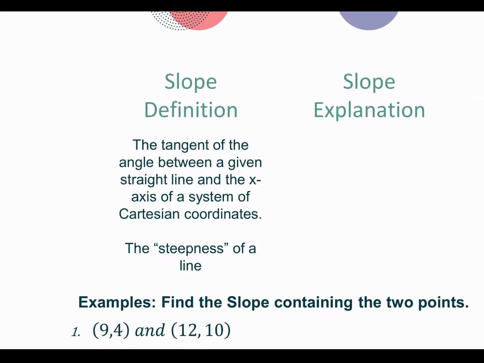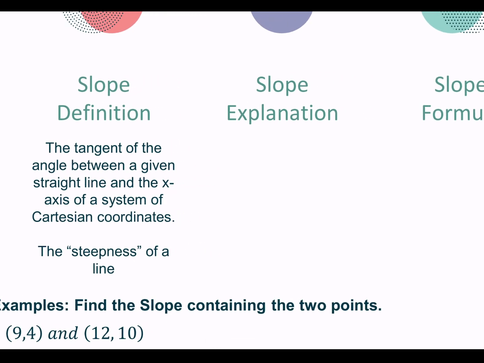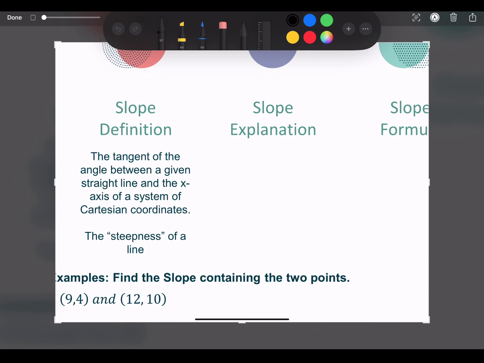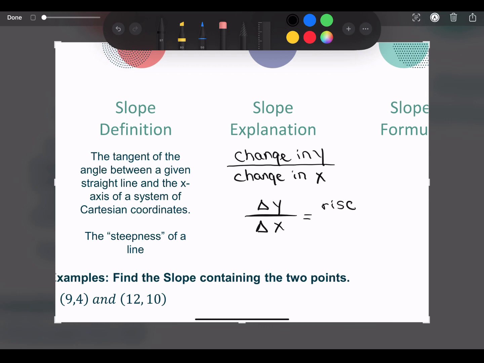Very mathy. But how I like to think of a slope is as the steepness of a line, how a line is slanted. Now, when you think about how a line is slanted, there's two things that we think about. We think about the change in y over the change in x. Have you ever heard of rise over run? If you think about rise over run, when you rise, that's a change in your y. When you run, that's a change in your x. So the official definition of a slope is a change in y over a change in x.